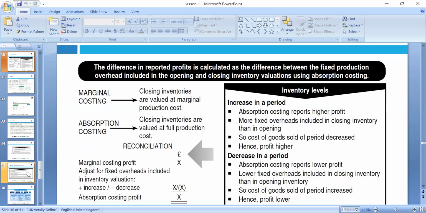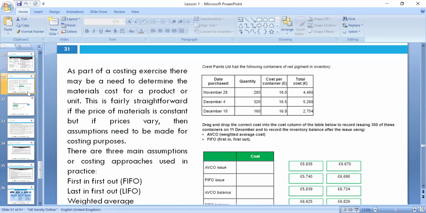And what about the closing inventory left? Under absorption costing, fixed and variable cost are absorbed in the opening inventory as well as the closing inventory. So under absorption costing, the value of the closing inventory will be high. Under marginal costing, the inventory value will be quite a bit less.